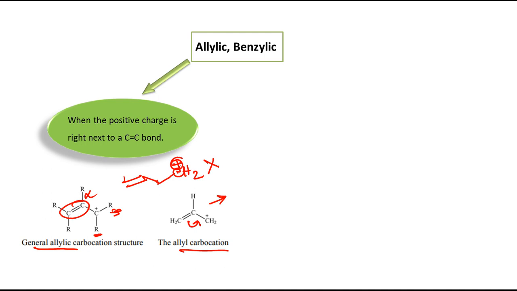So the resonance structure you will get is, now this carbon will carry the positive charge. There will be a newly generated C=C double bond. But this type of resonance structure you will not be able to draw for this one. So that is why, in this way, you can understand whether it is an allylic carbocation or not.